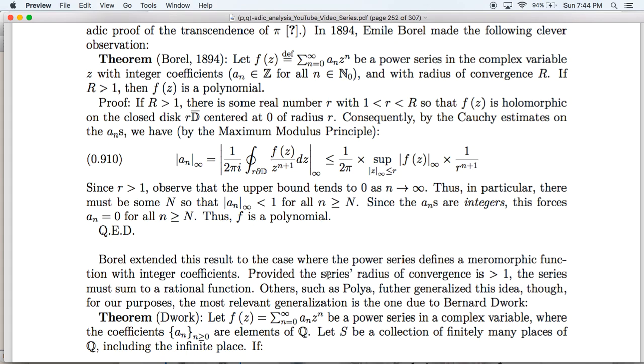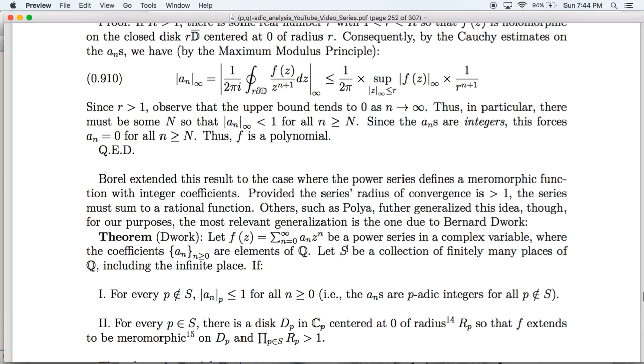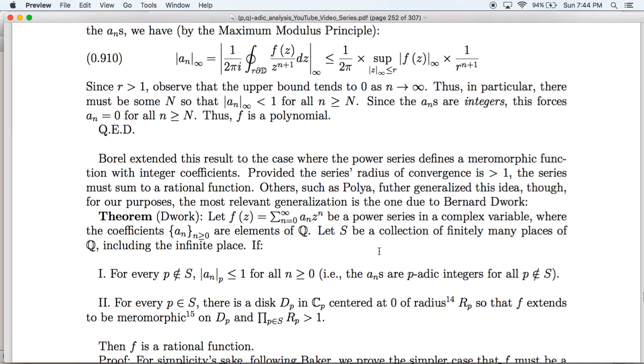So this is Dwork's theorem. Let f of z be a power series of a complex variable z, where the coefficients an are elements of Q. Let S be a collection of finitely many places of Q, including the infinite place. That is, let S be a collection of primes. For every prime not in S, the an's have p-adic absolute value less than or equal to 1. In other words, for all but finitely many primes, the an's are p-adic integers.